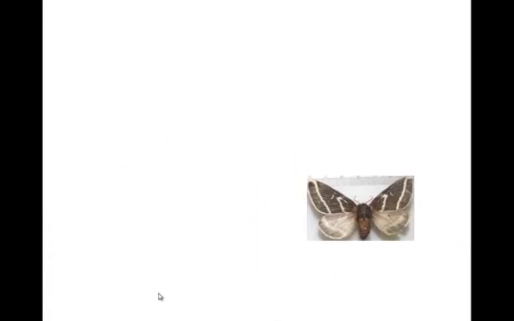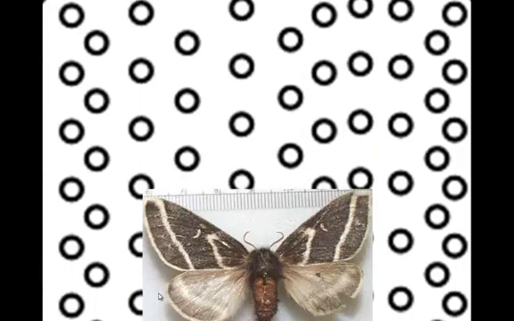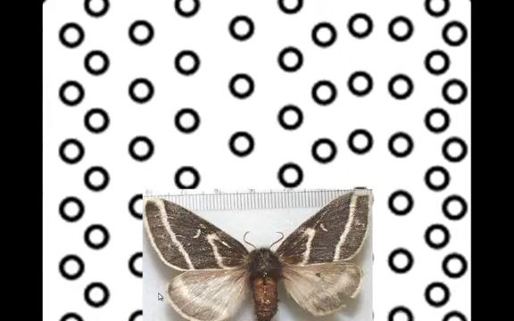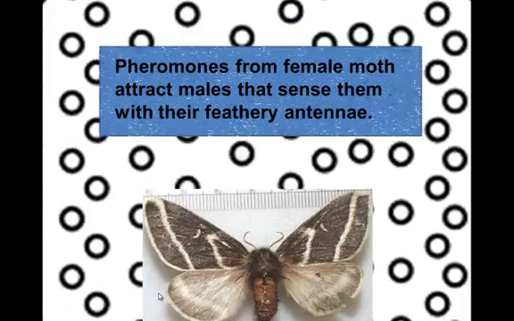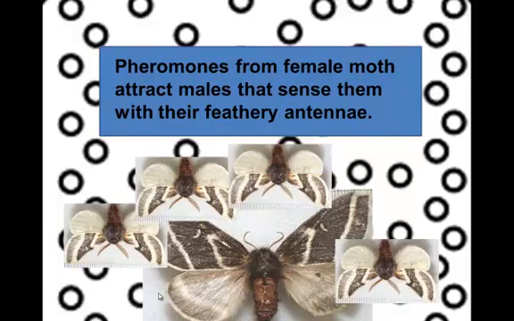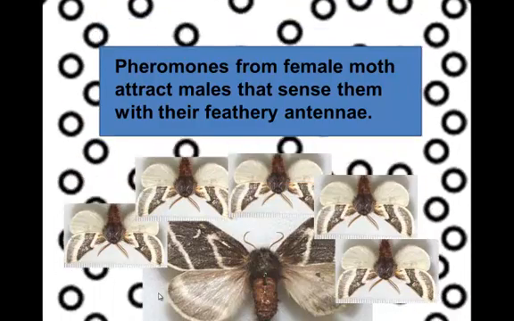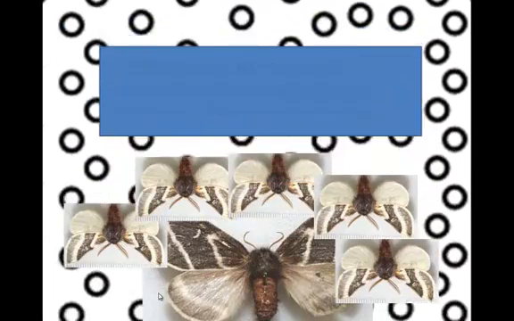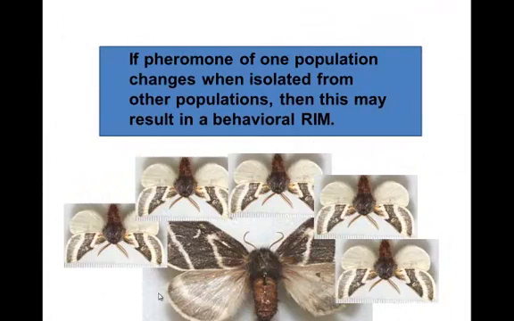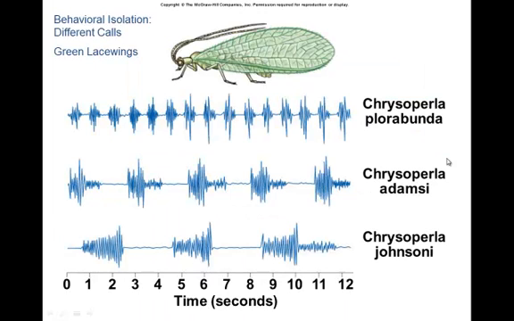So take a look at this. There's a female moth, and see these little circles represent the pheromone chemicals that are wafting away from her. And of course, the males are greatly attracted to that. And so here come the males. Whoosh, whoosh, whoosh, whoosh. And just suppose, as I said earlier, that if the pheromones of one population changed when isolated from the other populations, then that could result in a behavioral reproductive isolating mechanism.